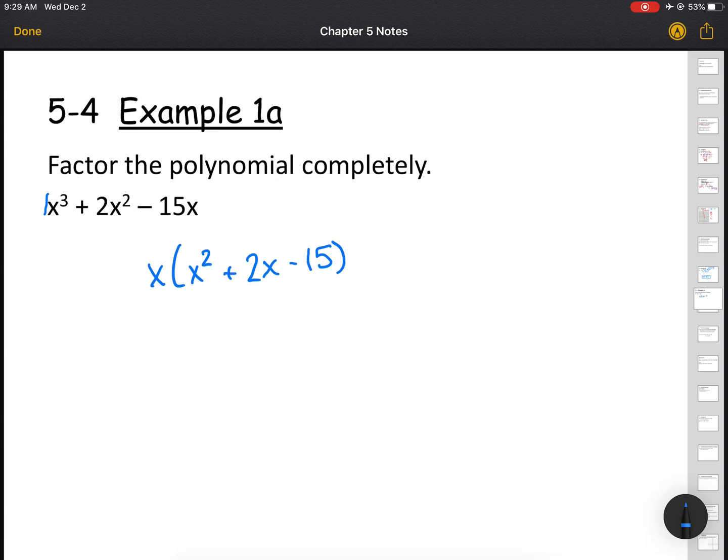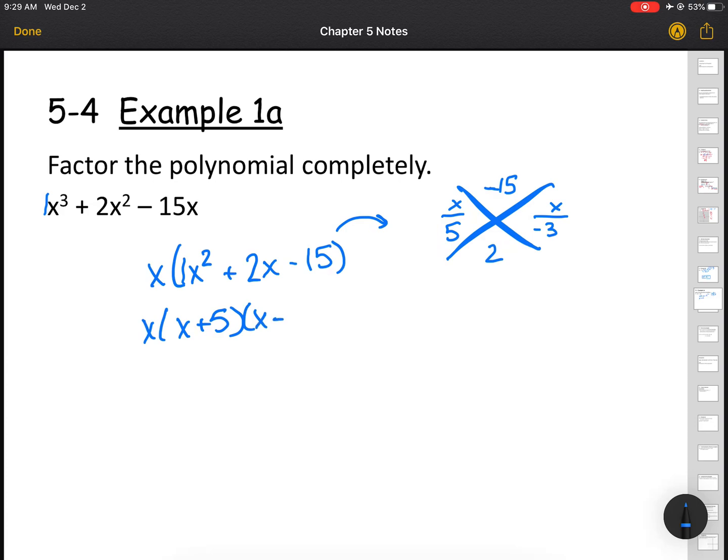Now I need to look at the stuff inside my parentheses. Can that be factored down? Well, yeah, it can, and we can test that with the x method that we talked about in chapter 4. I take my a times my c, 1 times negative 15 is negative 15, and on the bottom I put my b, which is 2. The factors that add to 2 but multiply to negative 15 are 5 and negative 3, and I put x on top. So this tells me my factors can be x plus 5 and x minus 3. Now we say that's factored down completely for that expression.